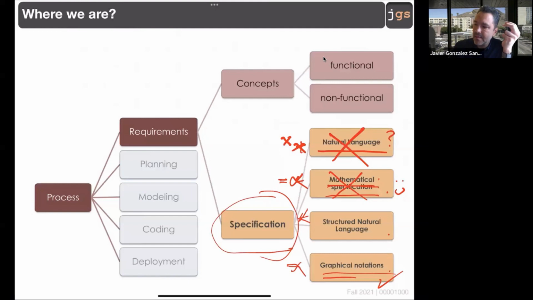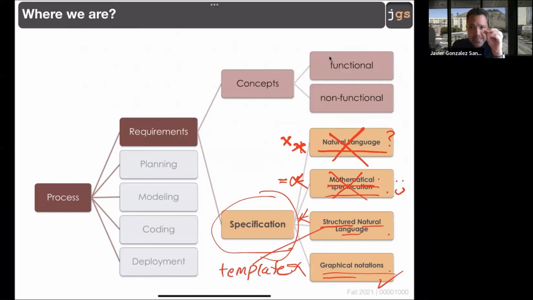Text is something that sometimes you still need. And by the way, we use it. But the problem with natural language is if I told you that you can use whatever you want, write whatever you want, I am giving you too much freedom. What if we use structured natural language? Structured natural language. I am talking about templates.